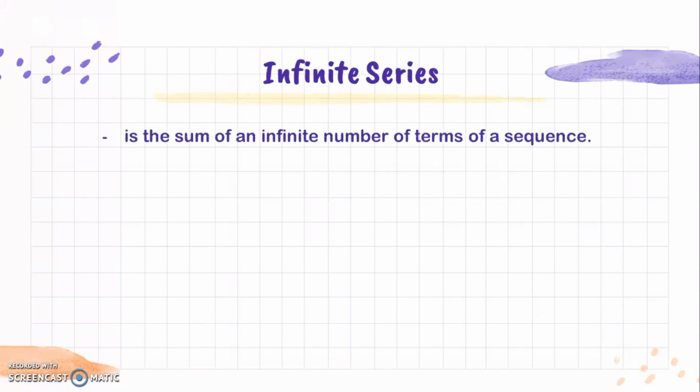Next, the second type is what we call the infinite series. Generally, an infinite series is the sum of an infinite number of terms of a sequence. As its name suggests, the terms we are adding have no end, or approach infinity. We denote an infinite series as this. This expression is read as the sum of A sub i as i goes from 1 to infinity.